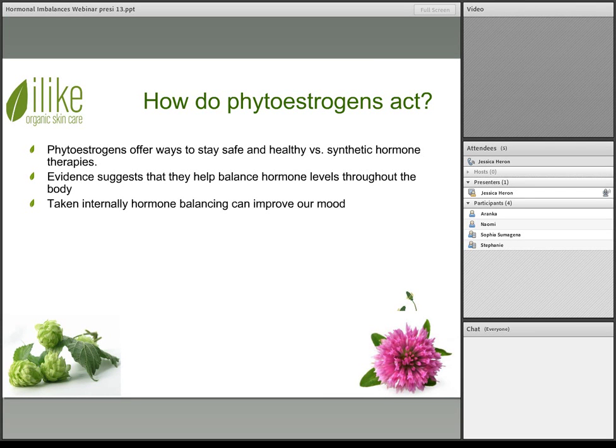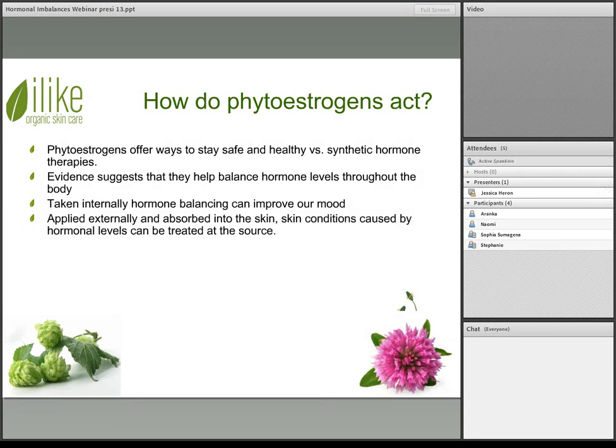And also, if you are considering taking phytoestrogen supplements internally, you should always seek medical advice from a physician, just to be on the safe side. Because when you're taking something internally or recommending it to your clients, they should actually seek the advice of a doctor, or even a homeopathic or naturopathic technician can also be very effective.